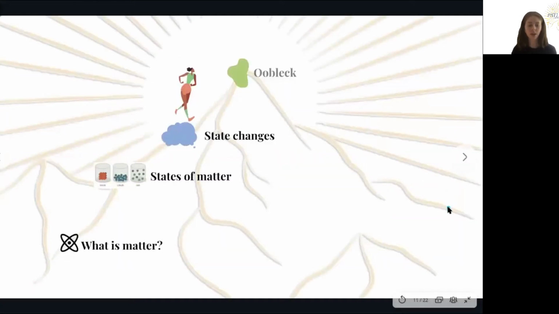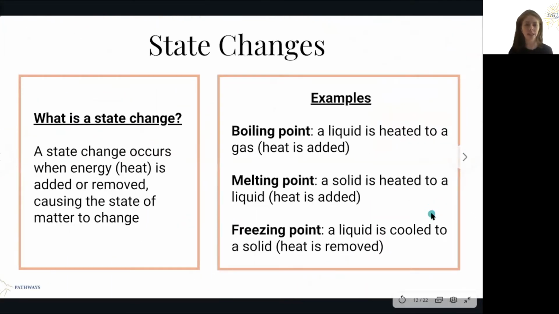Okay, so now that we've covered the different states of matter, we're going to talk about state changes. So what is a state change? A state change occurs when energy is added or removed, and usually this energy is in the form of heat, which causes the state of matter to change. So things will change from a liquid to a solid, or a solid to a gas, or a gas to a liquid.